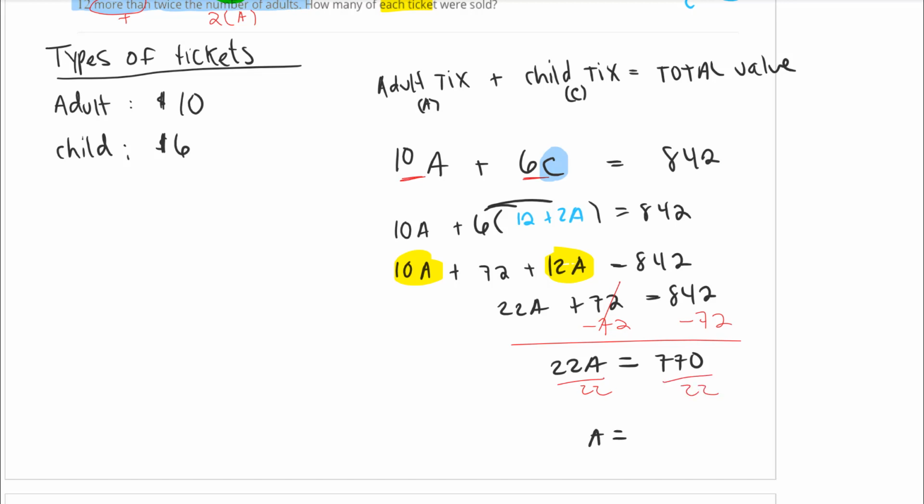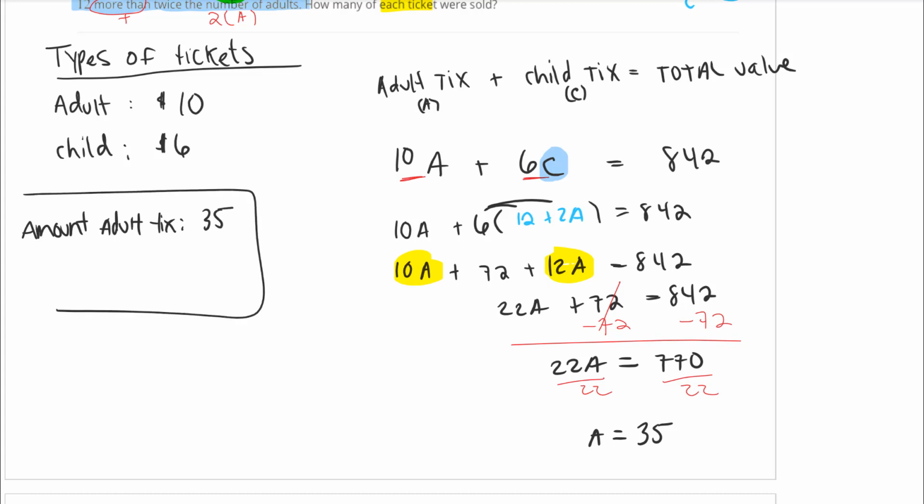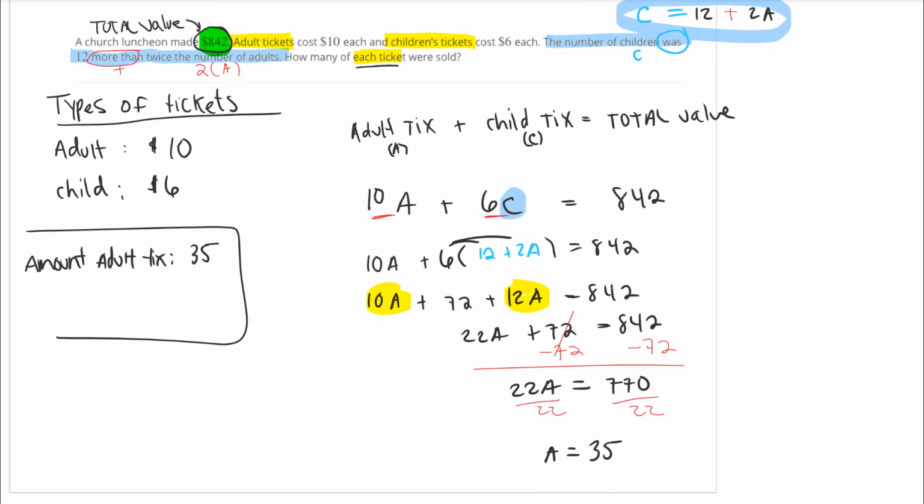So then A is equal to 770 divided by 22, and when you plug that into your calculator, you're going to get 35. So the amount of adult tickets was 35. And remember, we want each ticket, so that includes the adults and the child. So now we have to find the amount of children tickets.